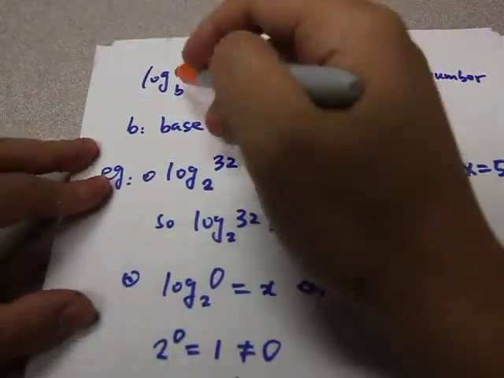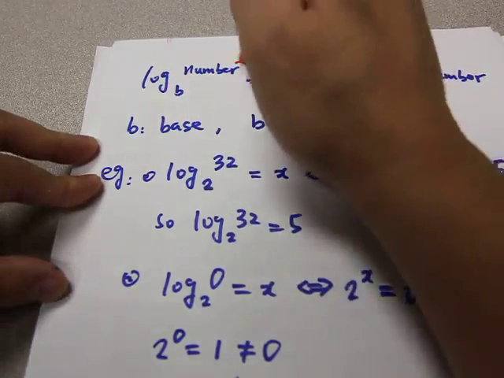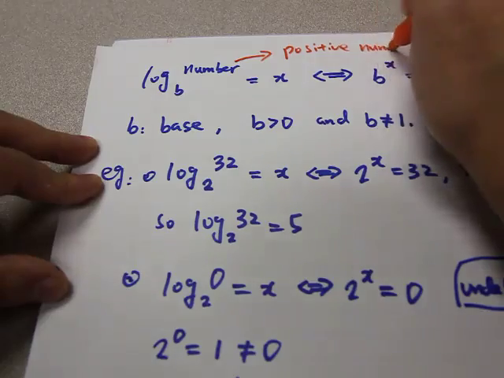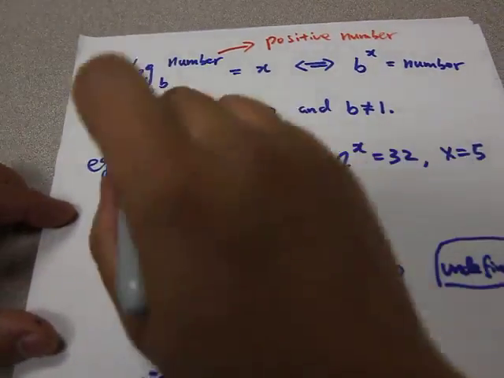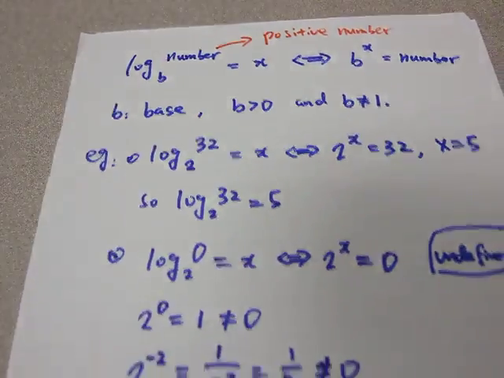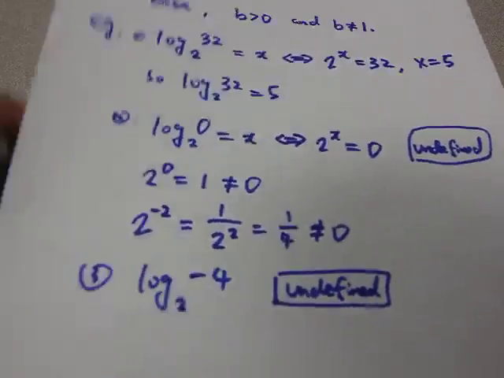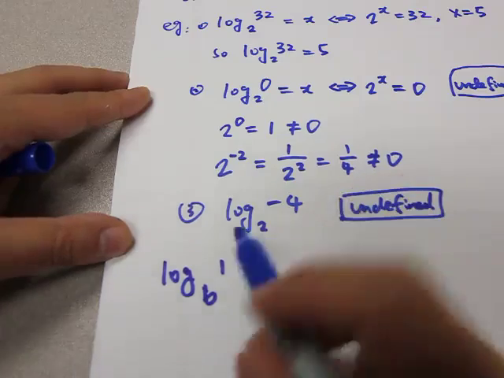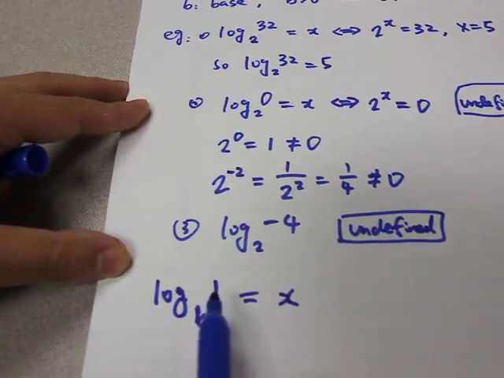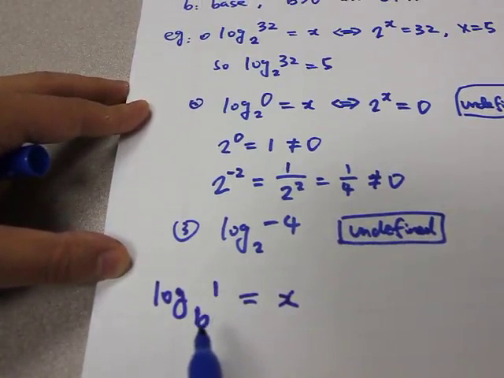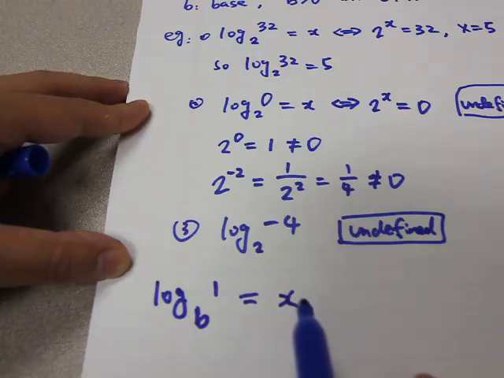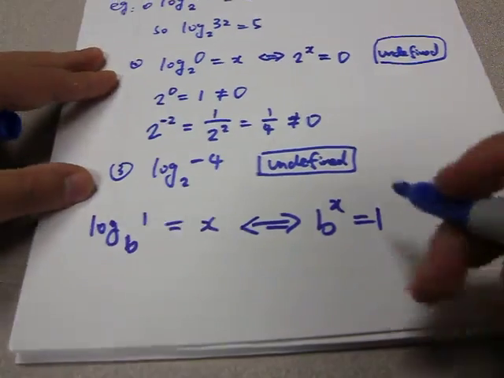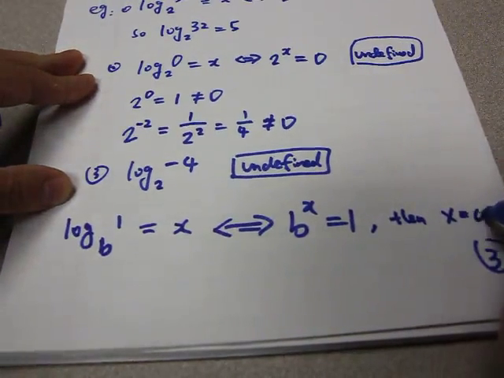So therefore we know for the logarithm, the number must be positive, otherwise the logarithm will be undefined. And another thing we can notice is when the number equals 1, no matter what the base is, the x is always 0, because if b raised to the power of x equals 1, then x must be 0.